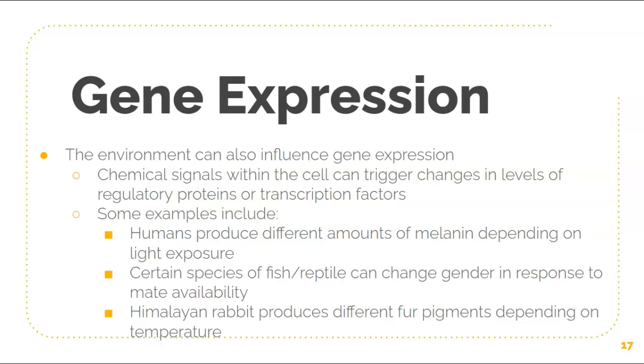So some examples are humans can produce different amounts of melanin depending on light exposure. Certain species of fish and reptile can change gender in response to their availability of mates. If there's a low availability of females, some reptiles can change gender so that they can continue to reproduce. And then Himalayan rabbits produce different fur pigments depending on the temperature, which is pretty interesting.